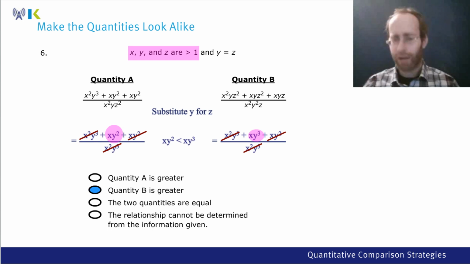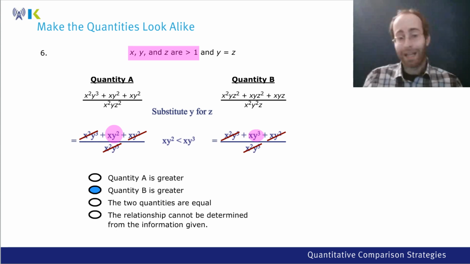The other strategy that comes up when comparing piece by piece doesn't work is to try to make the quantities look more similar by replacing some of the variables with other variables, or just by rearranging how things look in each quantity. And then sometimes that allows you to compare piece by piece, even if you couldn't initially. And we all agree that comparing piece by piece is awesome. So if we can do that, then we can get the right answer.